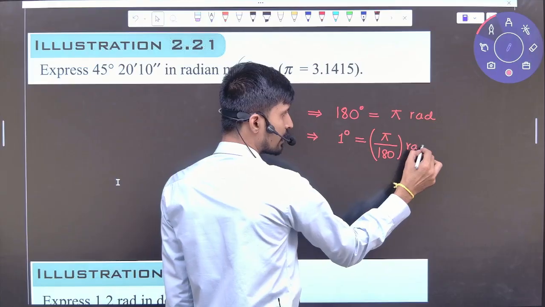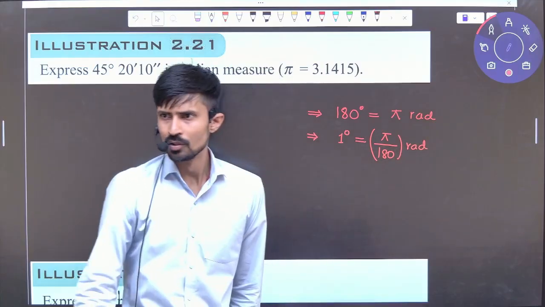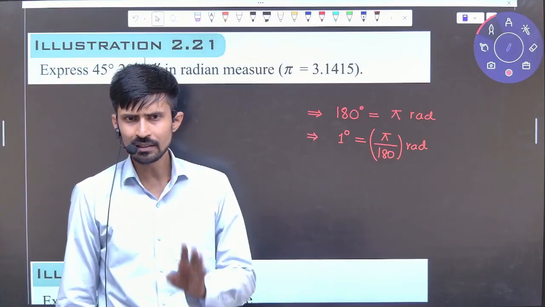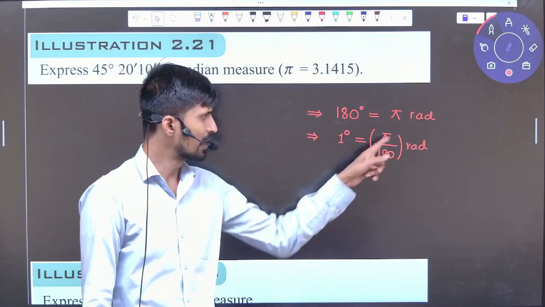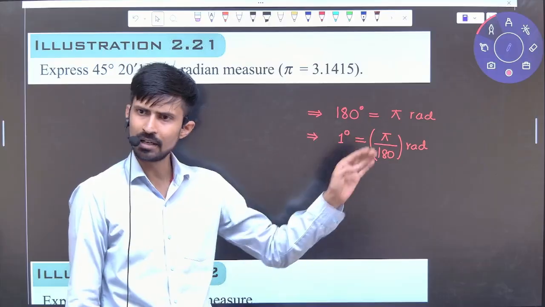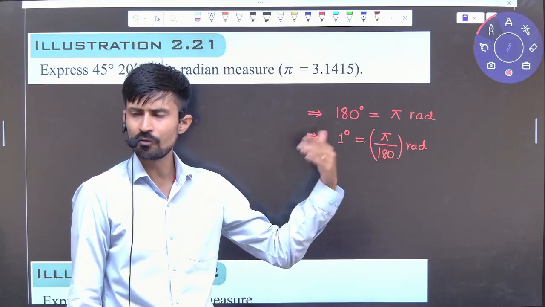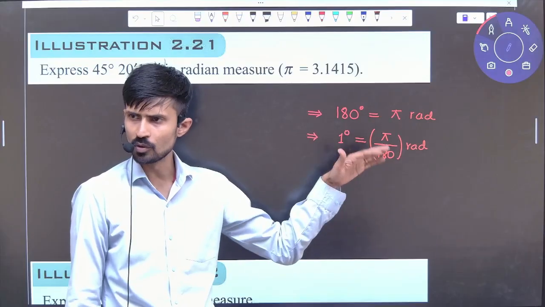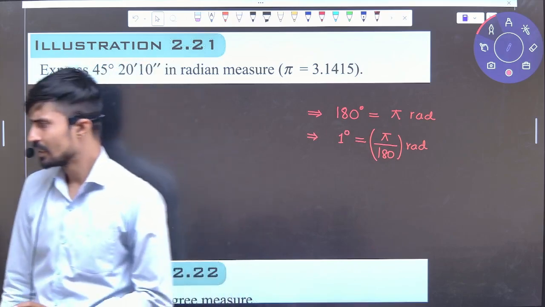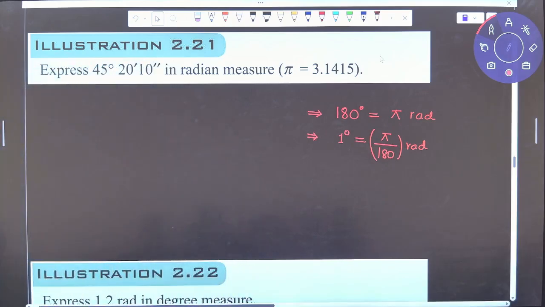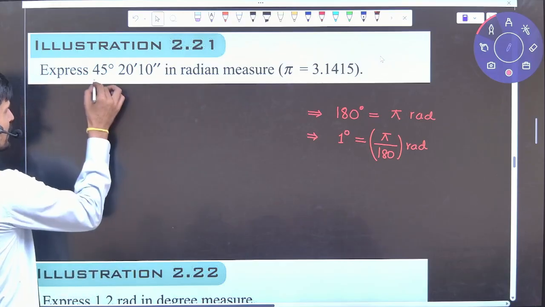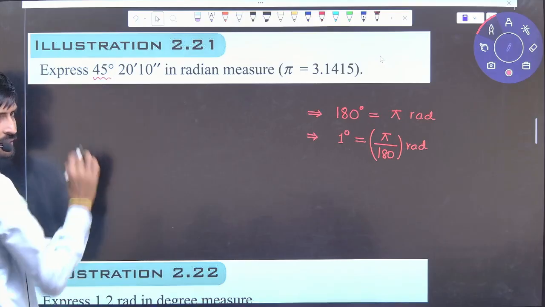180 radian. So 1 degree is that much radian. So what will be 2 degree? Multiply 2 both sides. What will be 3 degree? Multiply 3 both sides. What will be 4 degree? Multiply 4 both sides. 5 degree, multiply 5 both sides. Okay? So we have to change this into degree first. See, it is already 45 degrees given.